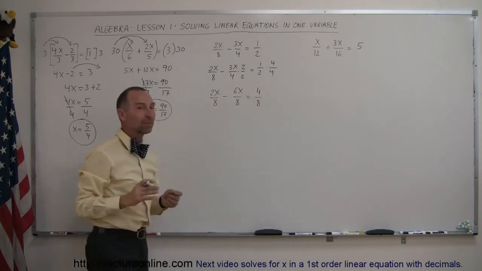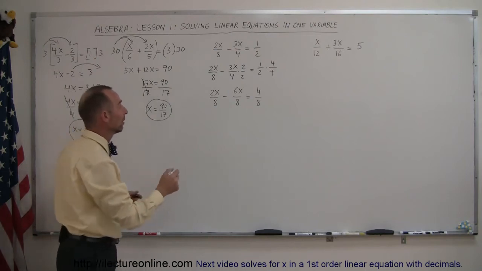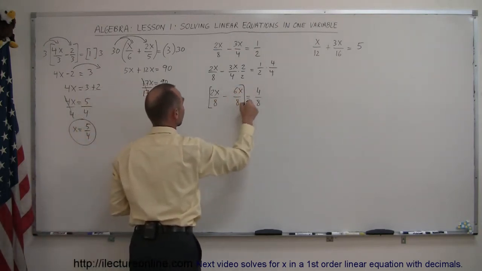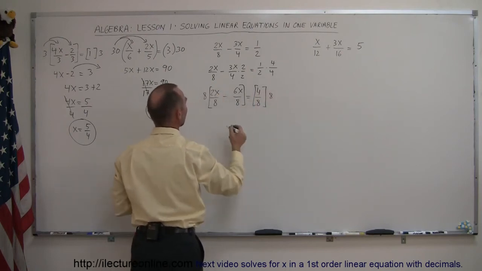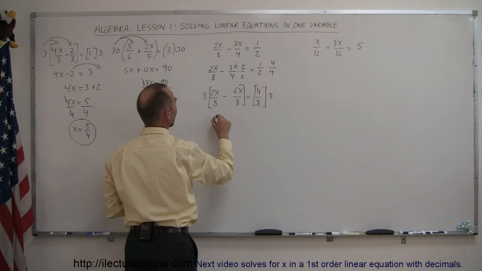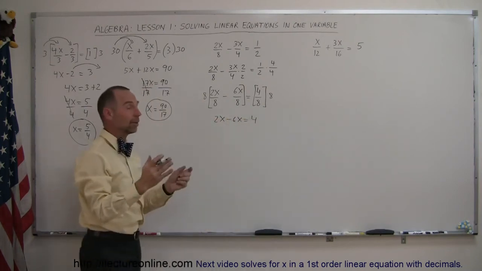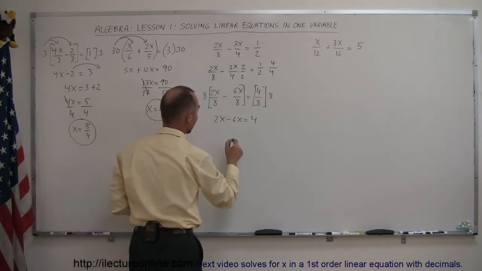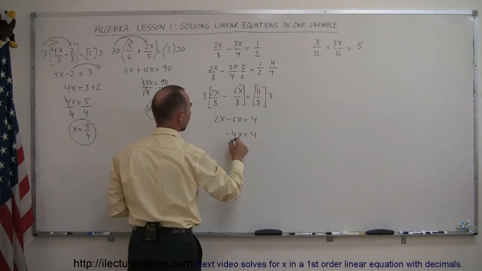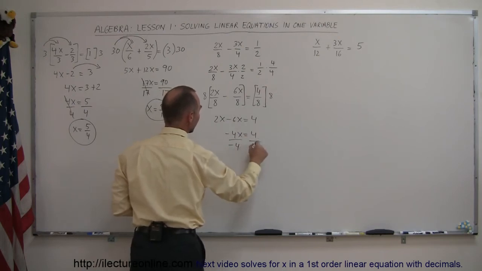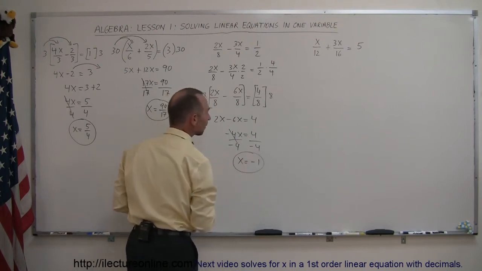So now that you have the same denominators everywhere, you can simply multiply both sides of the equation by 8 to get rid of the denominators. So multiply by 8, all the denominators are now gone because they cancel out. So now you end up with 2x minus 6x equals 4. Now you combine all the x's on one side, all the numbers on the other side. So 2x minus 6x is minus 4x equals 4. And now divide both sides by the numerical coefficient. That cancels out. You have x equals minus 1.